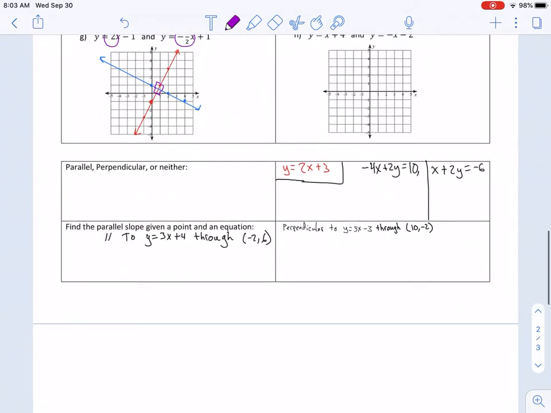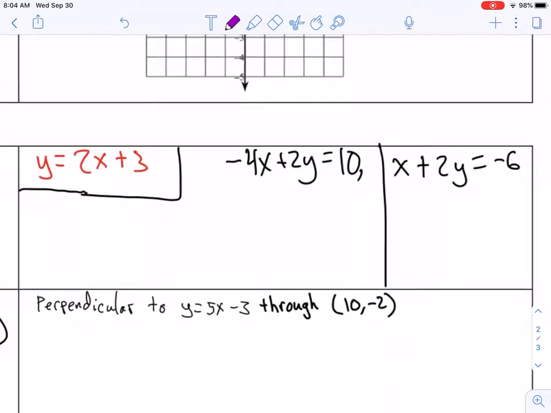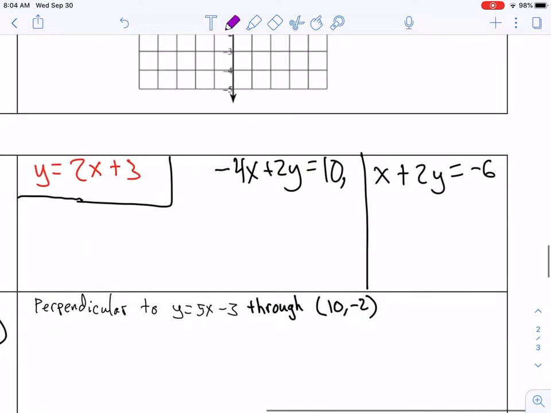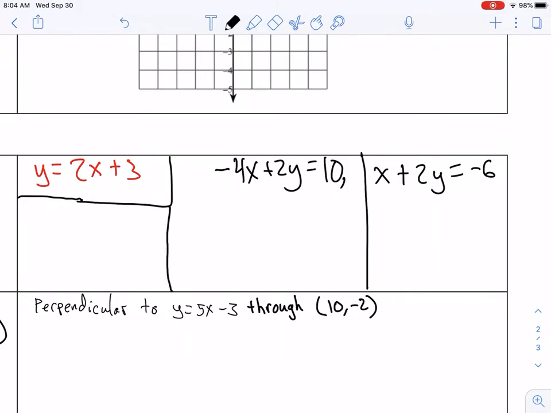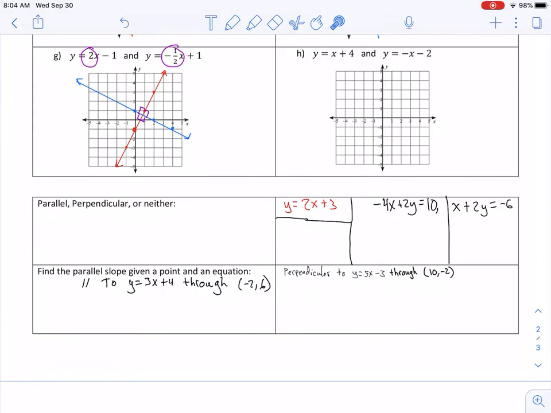Okay, last thing, we're going to talk about parallel, perpendicular, or neither. And here's what I'm going to do for this example. I have one equation that I am going to compare my other 2 equations to. So in red here, this is the equation I'm going to compare these two equations to. So I have y equals 2x plus 3, and I'm looking for, is it parallel, perpendicular, or neither?